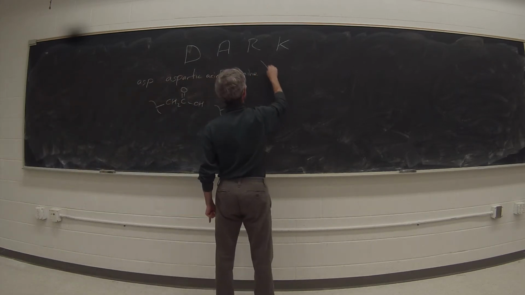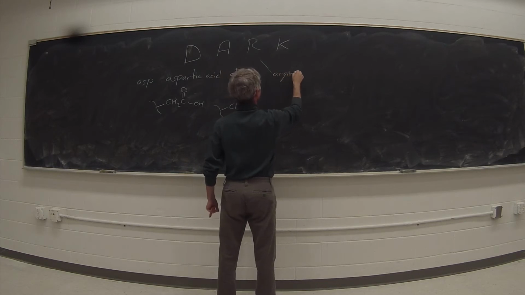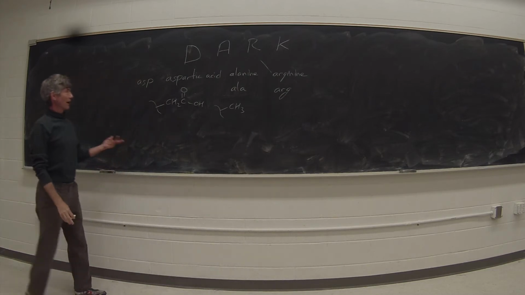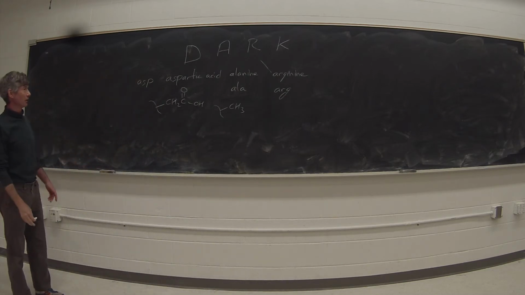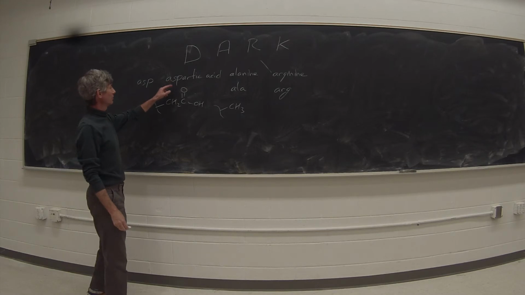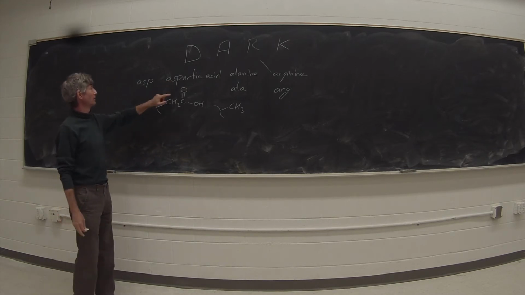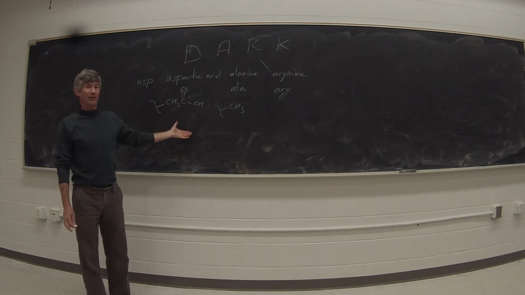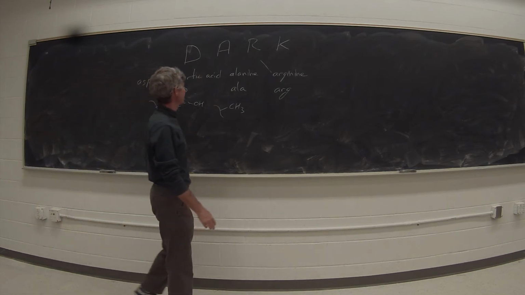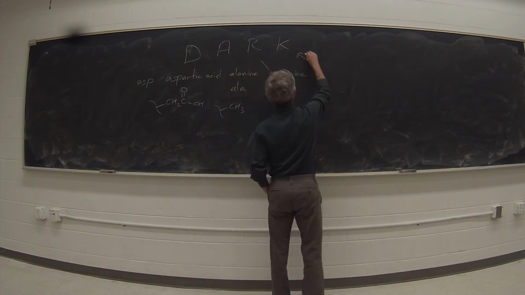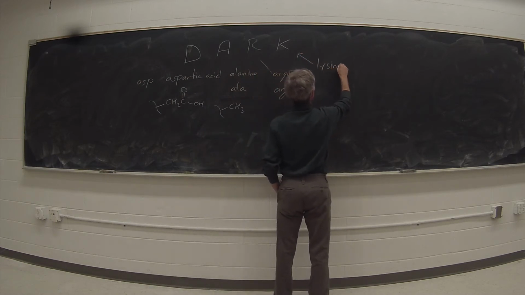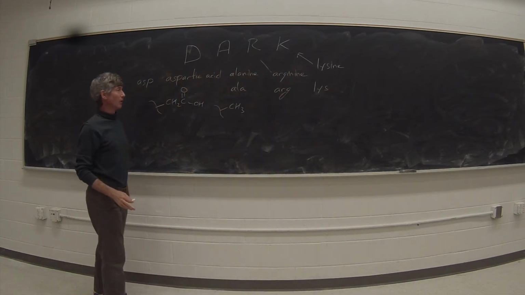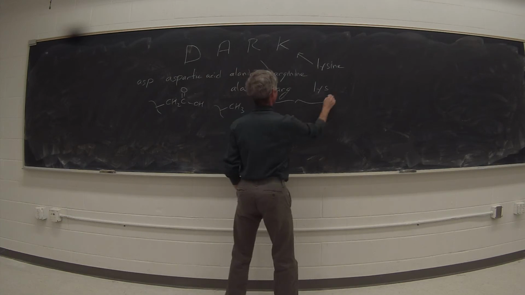R is arginine. Abbreviated ARG, because alanine took A, so arginine has to take R, which is the next letter, and aspartic acid can't take S because it's serine, or P because that's already proline, so it ends up taking D just because D hasn't been used. So we'll have D. And then K is lysine. Abbreviated LYS. Arginine and lysine are two of the basic amino acids.